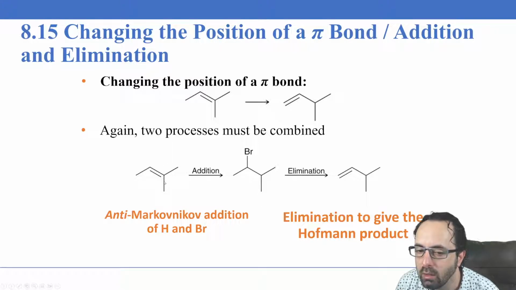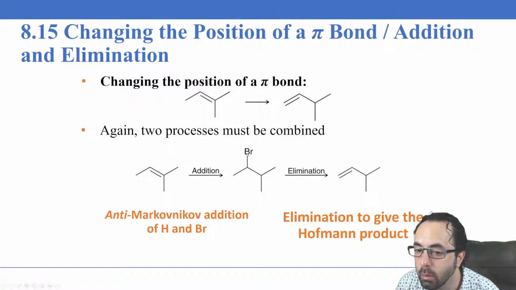Then when we do an elimination, we'll have the double bond in the wrong spot. So we need to start with an anti-Markovnikov addition of the bromine here. And then we'll follow that up with an elimination. And with the elimination, we want the Hofmann product. So we need to make sure to use a sterically hindered base.